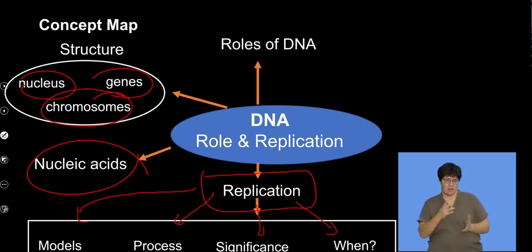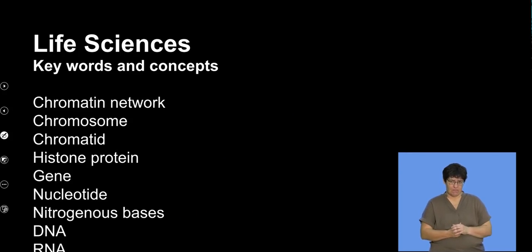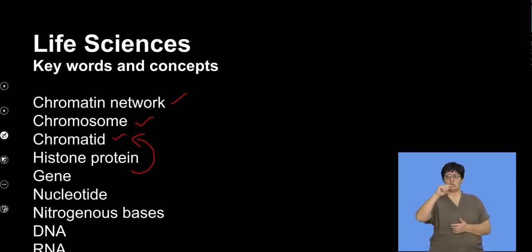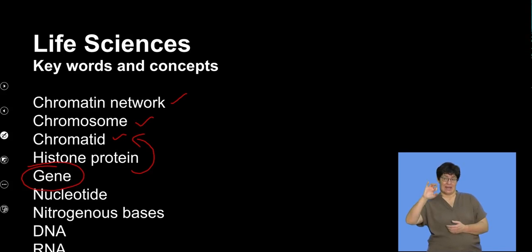So let's get straight into some key concepts as we unpack. These are some key words that I will use through this lesson: the concept of the chromatin network; chromosomes, and how they're made up of chromatids; and histone proteins forming an important part of a chromatid. A very important concept to understanding replication is genes and the role of genes. We've mentioned nucleotides as the building blocks of DNA, and we know that these contain different nitrogenous bases.